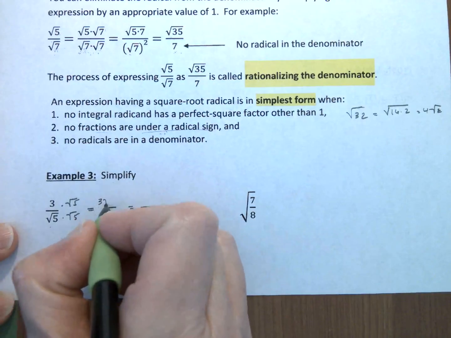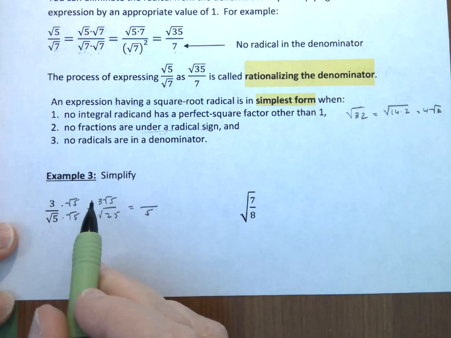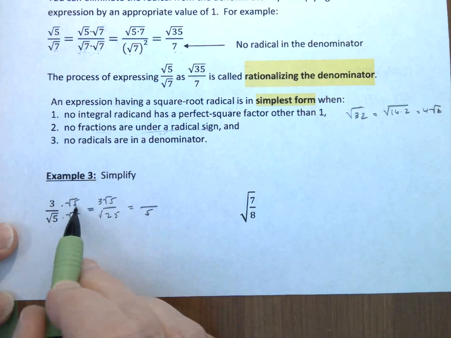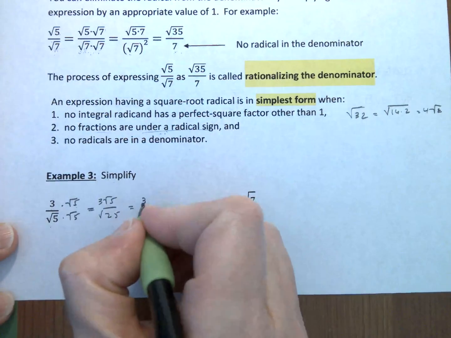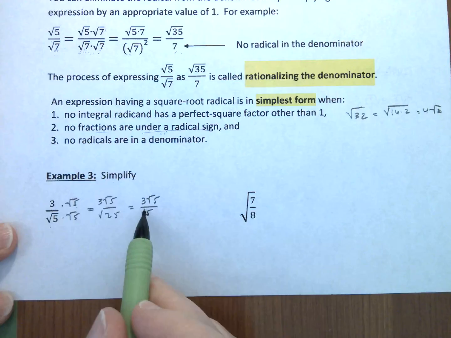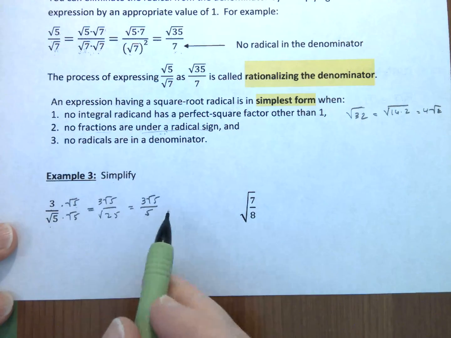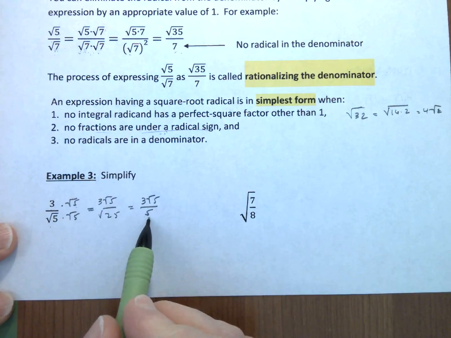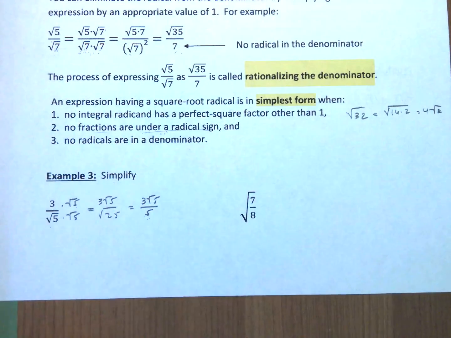Here I just have 3 square root of 5. I can't multiply those two together because one is a radical and one is not. So I just leave it like this. We don't care if there's a radical in the numerator. Nobody cares. What we do care about is having a radical in the denominator. Okay, so we have a rational number now in our denominator, so everything's cool.